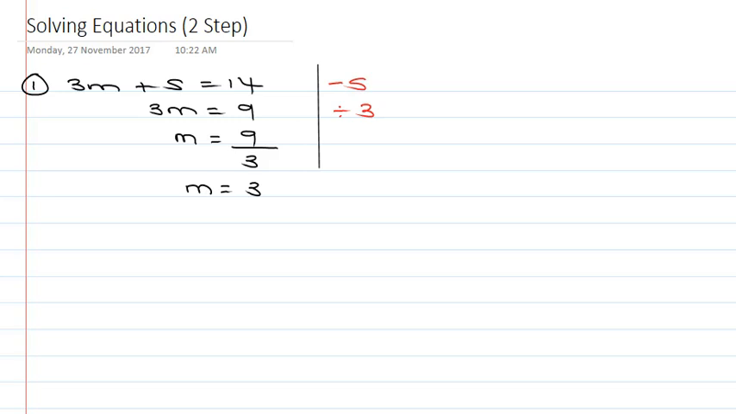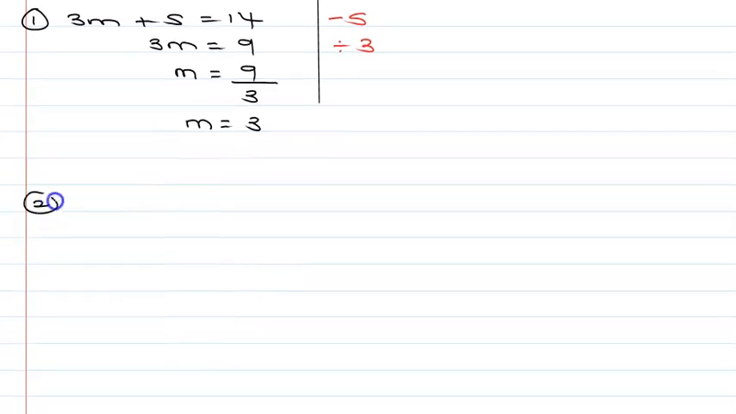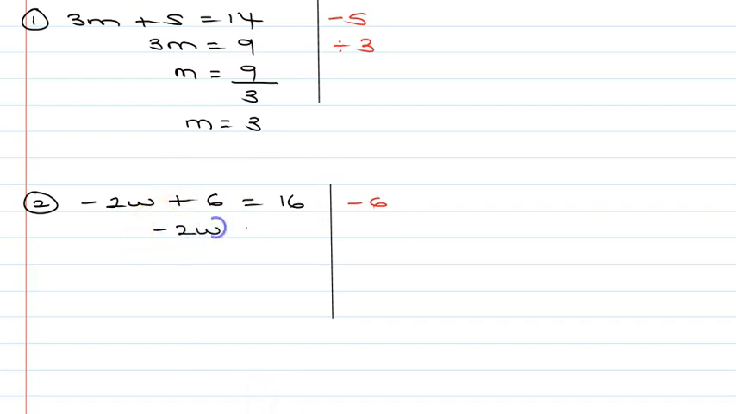Okay, let's look at a trickier one now that involves some negatives. So we've got minus 2w plus 6 equals 16. And again, I'm going to put the line down the right hand side to show my working. It's very similar to the example above. I've got the plus 6 that I need to get rid of first. So the inverse of plus 6 is take away 6. So I'm going to subtract 6 from both sides, leaving minus 2w on the left, and on the right I'm left with 10.